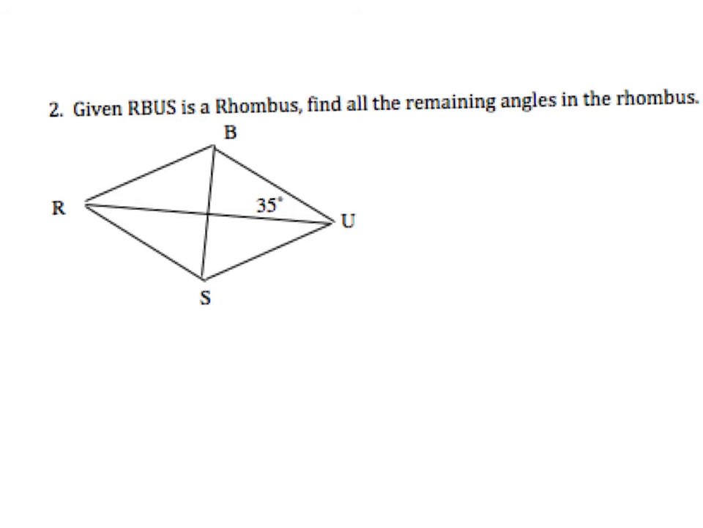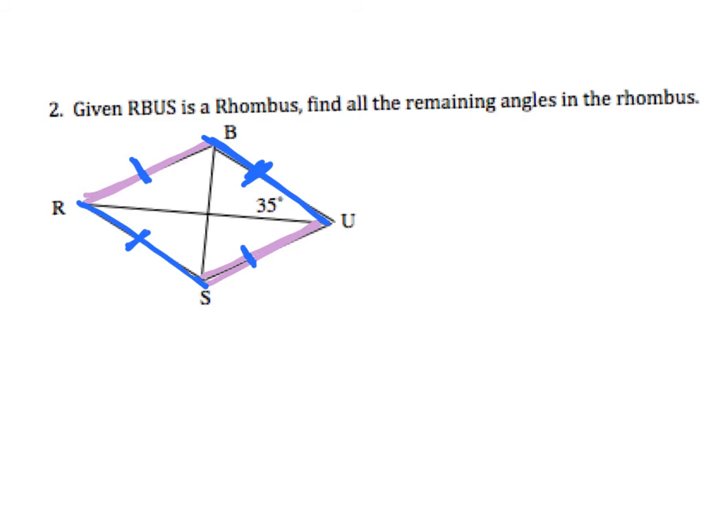All right, number 2, it says given RUBS is a rhombus. I know I'm very clever with the naming of the shapes. Find all remaining angles of the rhombus. So again, take a look at that rhombus part on your quad family tree, and let's talk about different properties that a rhombus has. First of all, we know a rhombus is a parallelogram, so I know opposite sides are parallel, and I also know that opposite sides are congruent. To be more specific, in a rhombus, every side is congruent. So not only are they parallel, they're also congruent.